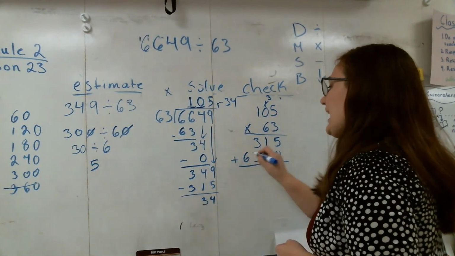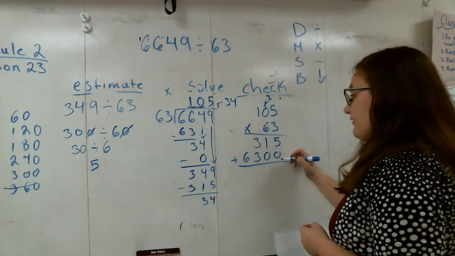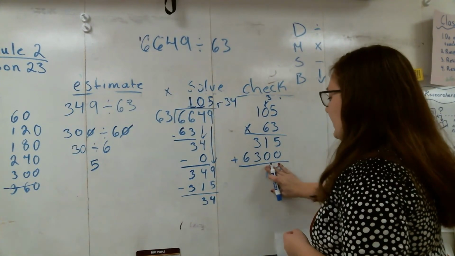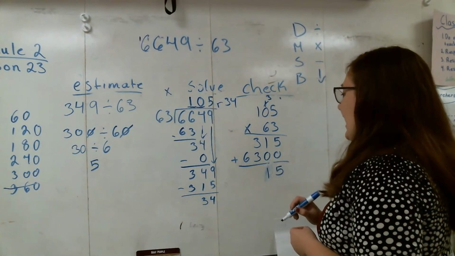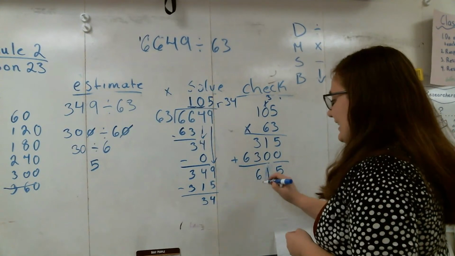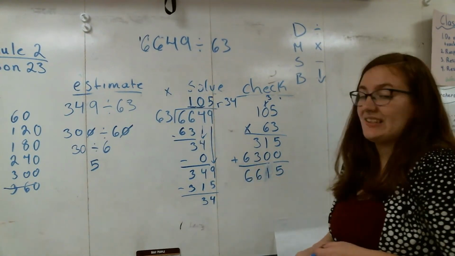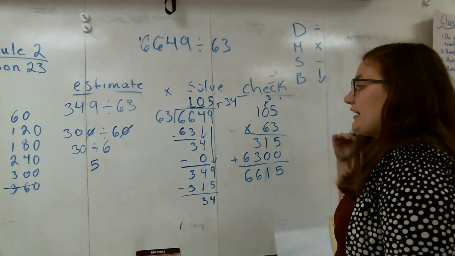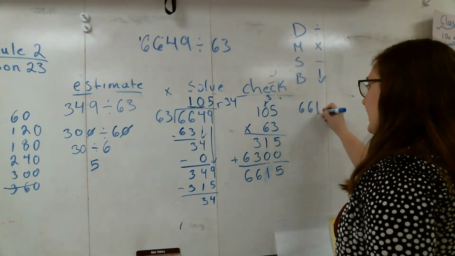And then I add everything up. I have 5 plus 0, which is 5. 1 plus 0, which is 1. And then I have 3 plus 3, which is 6. And 6 plus nothing is just 6. So I have 6,615. But remember, I still need to add my remainder.